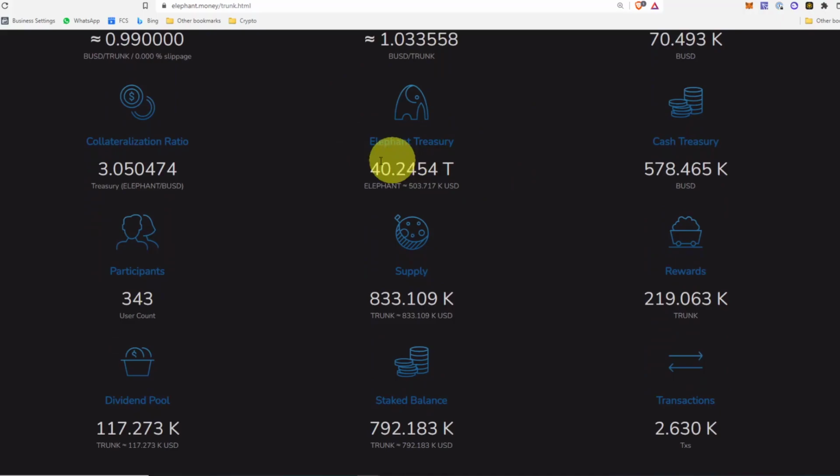When it comes to the Elephant Treasury, this is a whale that will not dump on you. This is an Elephant token holder that is being spoon-fed not only by half of the 10% in and out transaction of Elephant token, but with all of the trunk that has been minted and redeemed, it spoon feeds this treasury, which you can see is all the way up to 40 trillion tokens. And even just a month ago, this was down to about 5 trillion. So this is growing at a rapid rate. Also, the BUSD is being stored into the cash treasury right here.